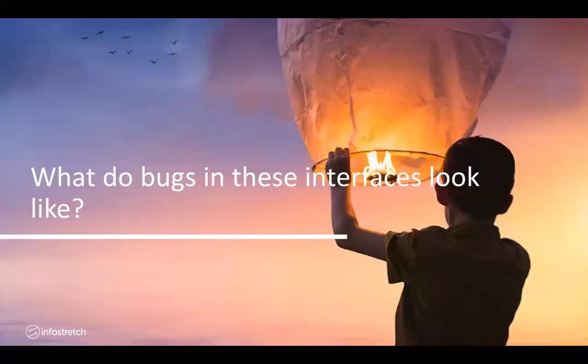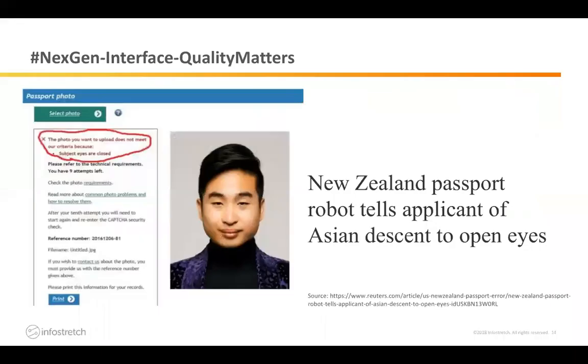Now that we've looked at the various attributes of these interfaces, let's look at some examples of how these bugs manifest. I want to show you some real-world examples that have actually occurred. A New Zealand passport robot tells an applicant of Asian descent to, quote, open their eyes. Oops. Now, in hindsight, you know how to test it. But is it a boundary condition or a critical path error? It's actually both, because the cross between digital and the physical real world is where the issue occurs.